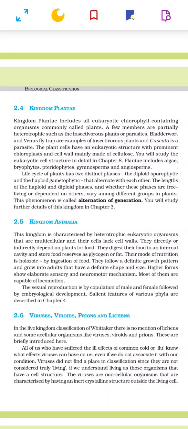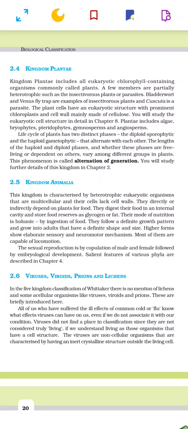2.6. Viruses, viroids, prions, and lichens. In the 5 kingdom classification of Whittaker, there is no mention of lichens and some acellular organisms like viruses, viroids, and prions. These are briefly introduced here. All of us who have suffered the ill effects of common cold or flu know what effect viruses can have on us, even if we do not associate it with our conditions. Viruses did not find a place in classification since they are not considered truly living. If we understand living as those organisms that have a cell structure, the viruses are non-cellular organisms that are characterized by having inert crystalline structures outside the living cell.